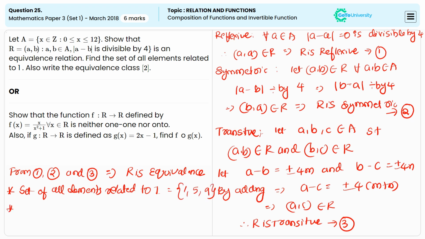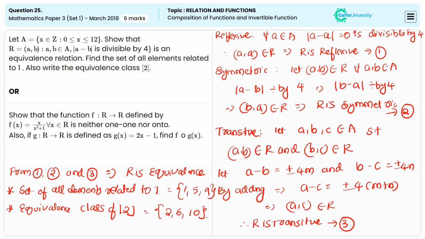And the next part is the equivalence class of 2. The equivalence class of 2 is given by 2, 6 and 10.